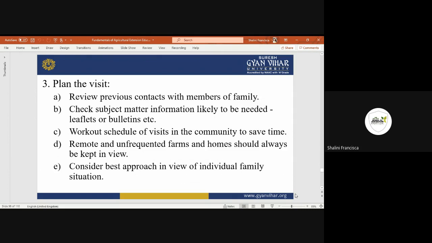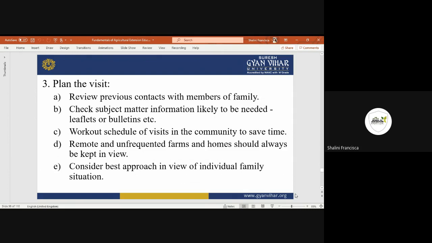Work out a schedule of visits in the community to save time. It's not like one day you will go to two families and another day you have time and you go to seven families. It's not like that. You need to work out how many families you will go to today, what questions you will ask, what was left behind, what was unanswered. You have to review everything and then plan a new thing.